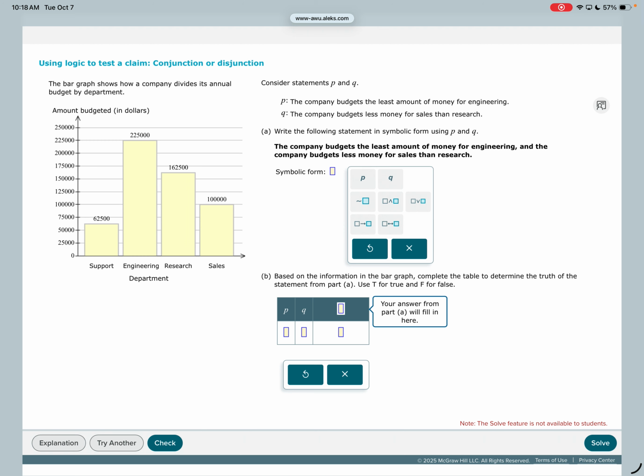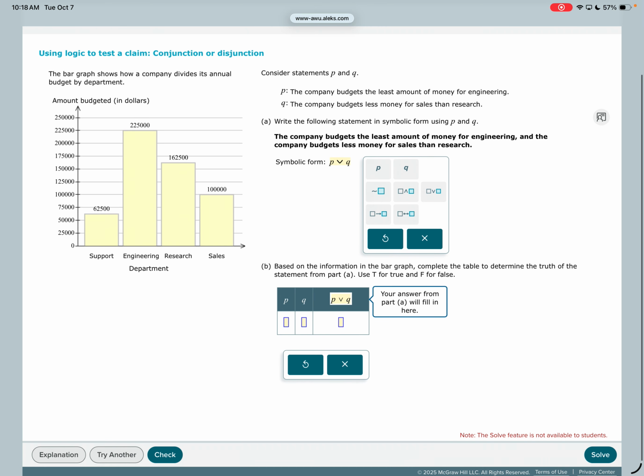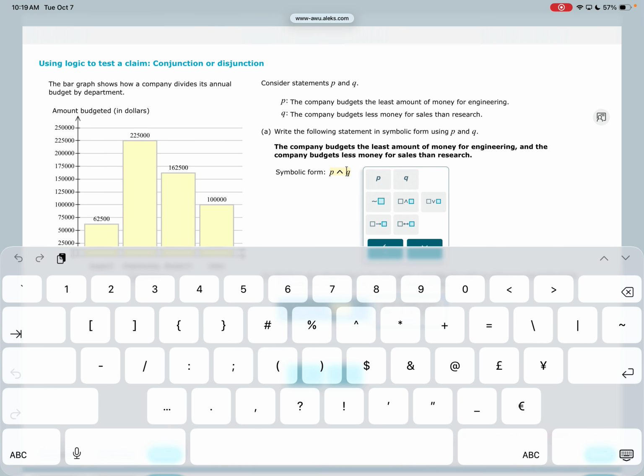Okay, P is the company budgets the least amount of money for engineering. The company budgets less money for sales than research. So now let's write this sentence right here. The company budgets the least amount of money for engineering was P, and the company budgets less money for sales than research. So that would be Q. Okay. So now I'm going to go back and say, okay, is this statement true? It's an and, right? Oh, wait, I did the or symbol. It says P and, right?